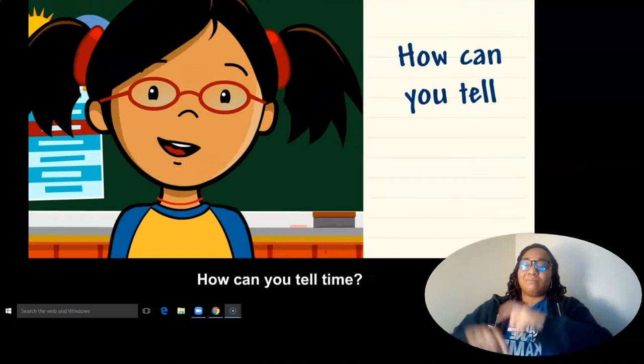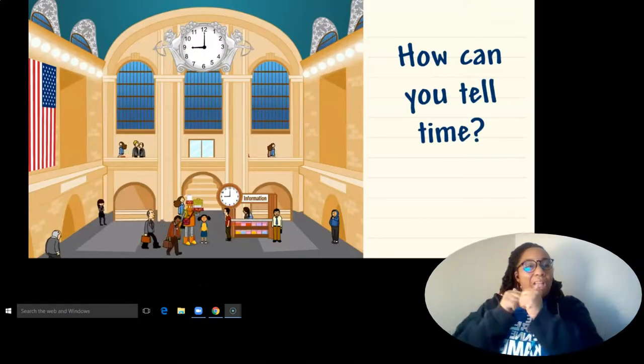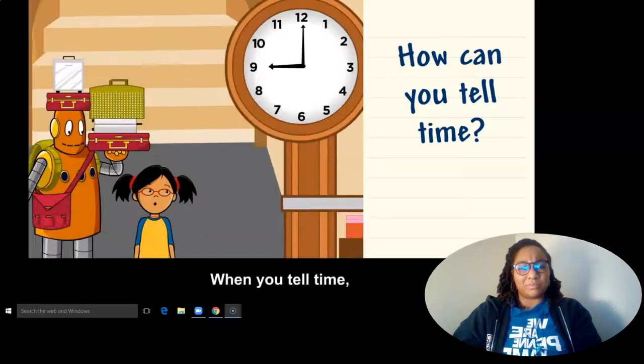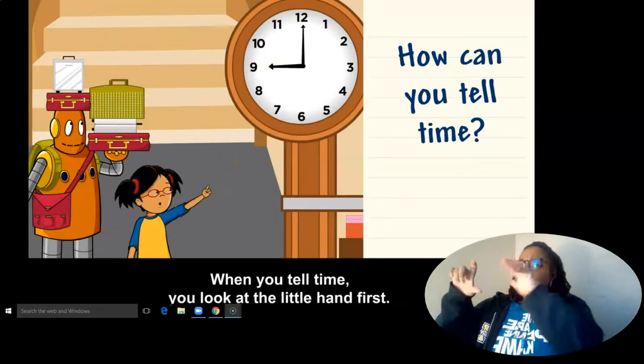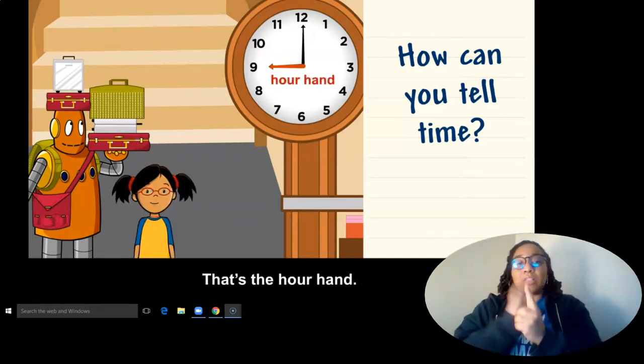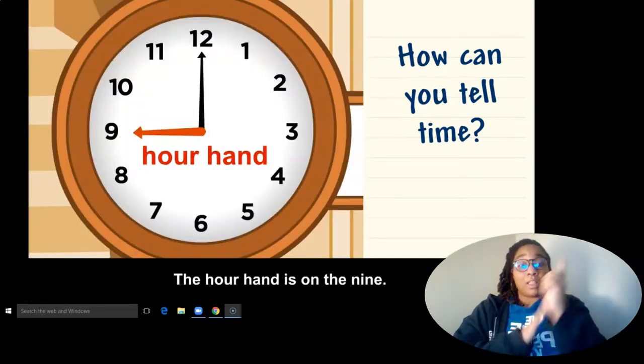How can you tell time? When you tell time, you look at the little hand first. That's the hour hand. The hour hand is on the 9.